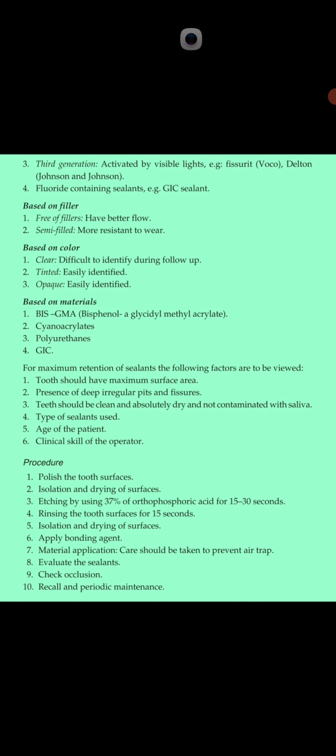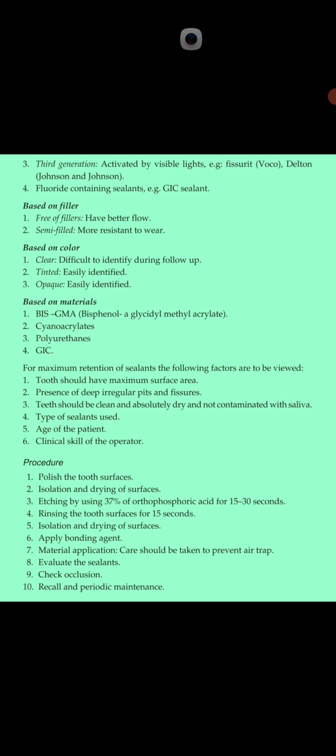Now come to the procedure. There are 10 steps in the application of pits and fissure sealant. Number 1, first, polish the tooth surface. If there is any calculus or plaque, remove that. Second, isolation and drying of the surface by rubber dam, also by the help of cotton roll.